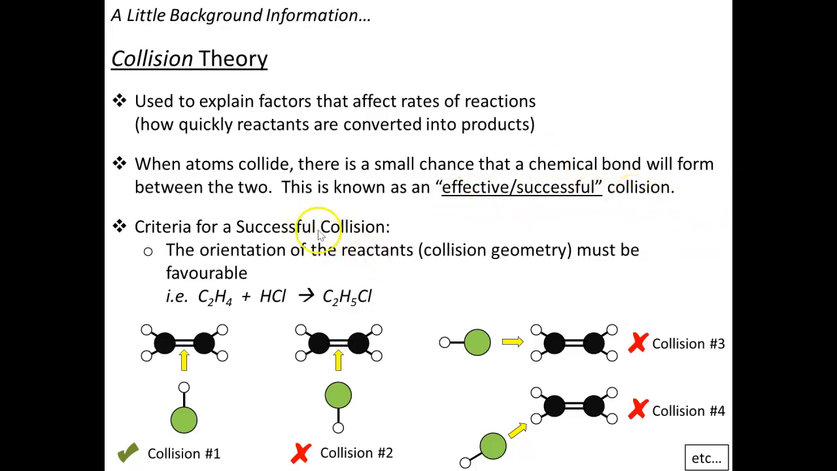In general, there are two requirements for a collision to be successful. The first is for the reactants to have the correct collision geometry, meaning that the reactants must collide with the right angle in order to form the correct chemical bonds. Let's watch this quick little video clip to better understand this concept.